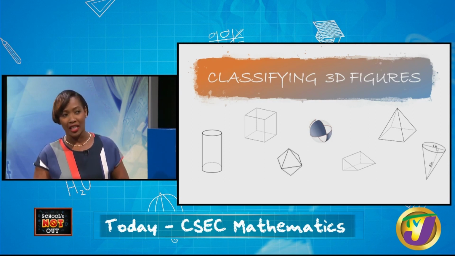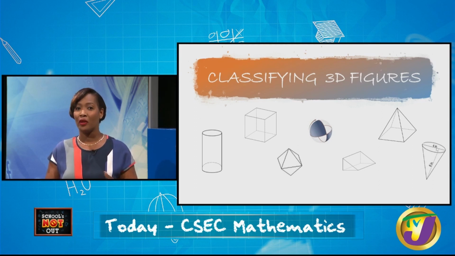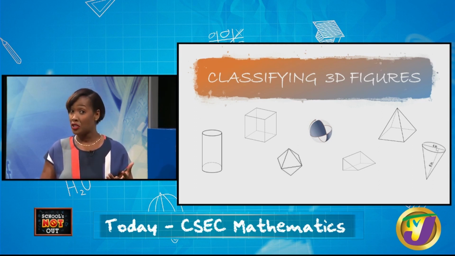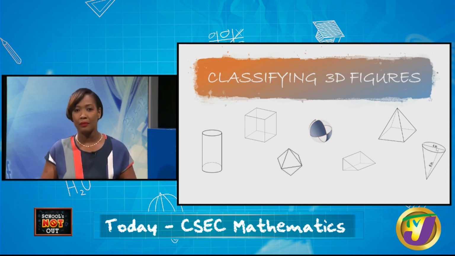Let's look at what a polyhedron is. A polyhedron is a solid with flat faces, which means each face is a polygon. Do you remember what polygons are? Your squares, your rectangles. Those are examples of polygons.